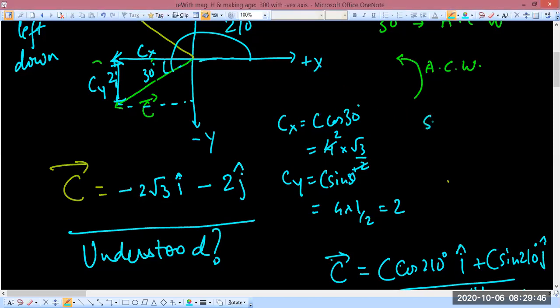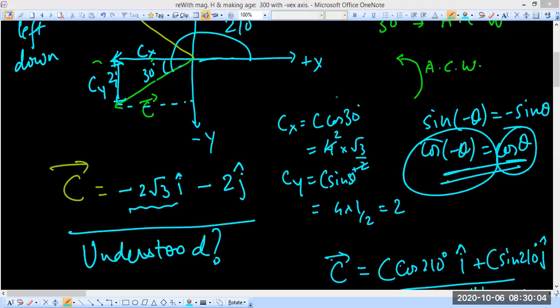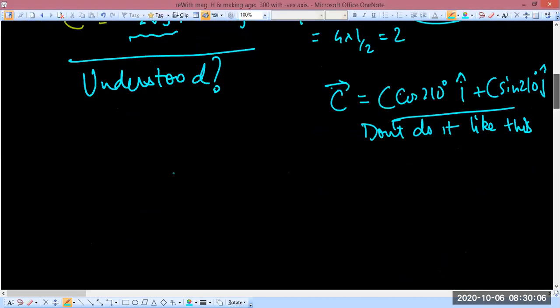Maths ni formula sachi. Sine minus theta is minus sine theta and cos minus theta is cos theta. So, ee nahi thai. I hope you can understand. This doesn't work. I mean, you can see this is negative. It's not positive. Right?